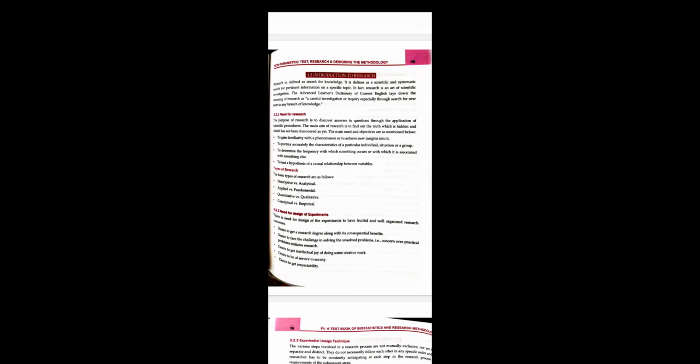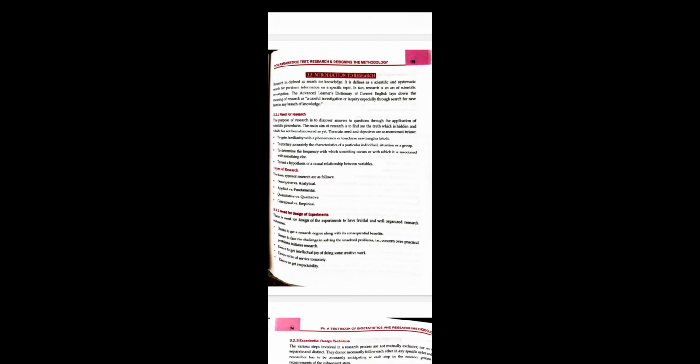Next, there are four basic types of research. First one is descriptive versus analytical research. Second one is applied versus fundamental research. Third one is quantitative versus qualitative research.